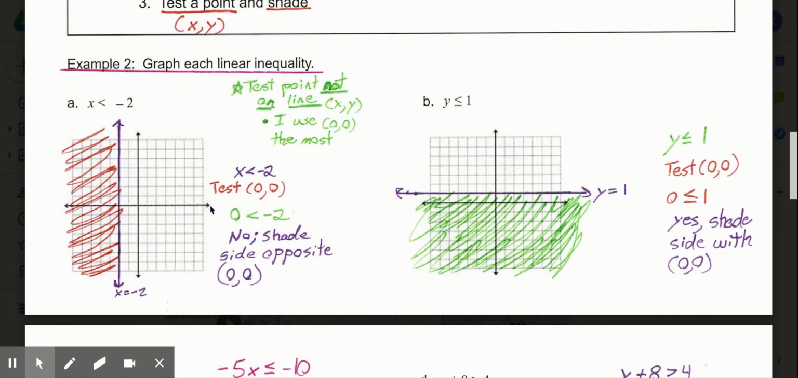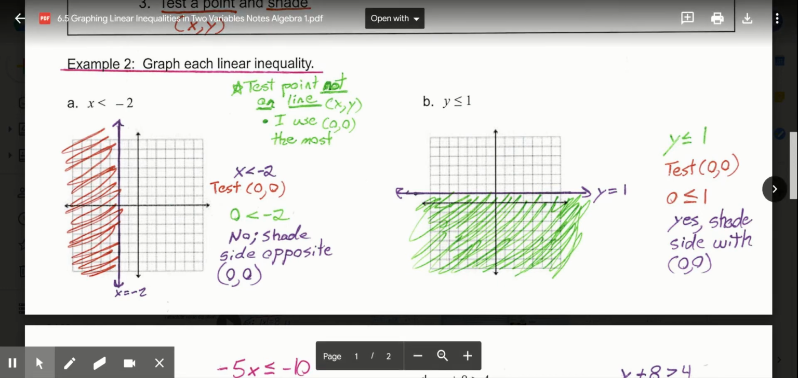So example 2 says graph each linear inequality. So what we need to do with the inequalities, when we are going to figure out where to put the line, is we would just draw the line as if it was equal to. Now in this case, you'll see on A, I should have drawn my line as a dashed line. So you'll want to make yours a dashed line, because it is strictly less than.